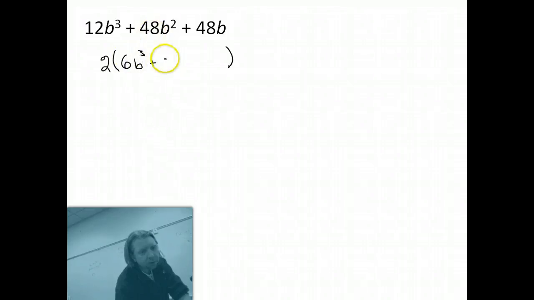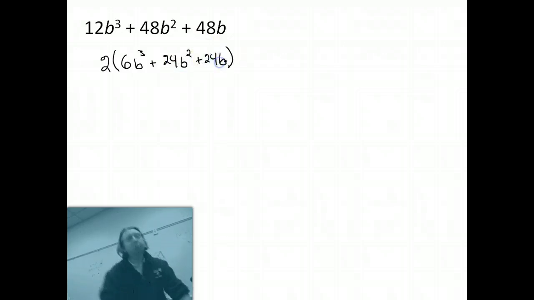If I factor a 2 out of all three of these terms, 2 goes into 12, leaves 6. 2 goes into 48, leaves 24. 2 goes into 48, leaves 24 again. You can still look to say, hey, is there still another common factor in each of those three terms that I can pull out? Is there a number that divides into 6, 24, and 24? 6 does. Okay, so let's pull that 6 out.